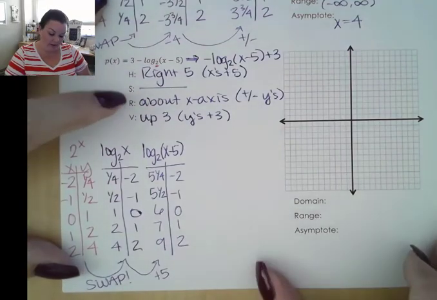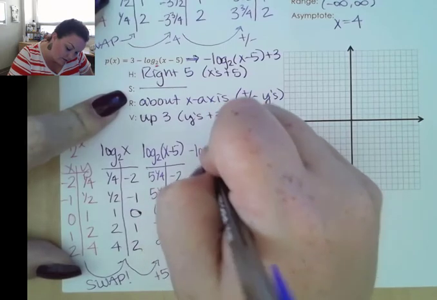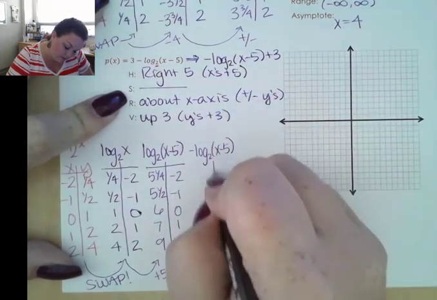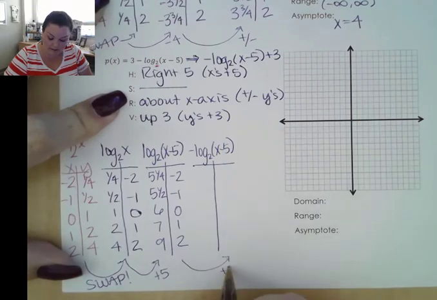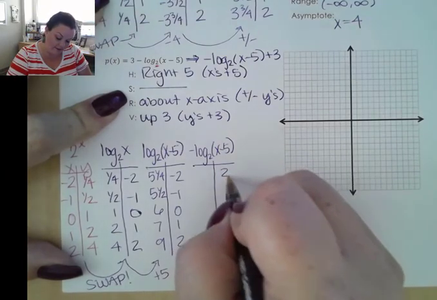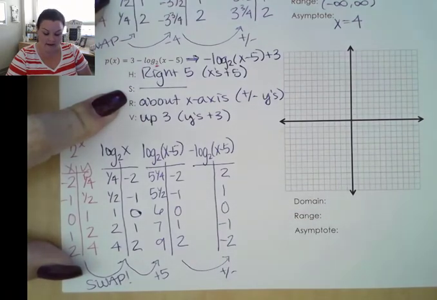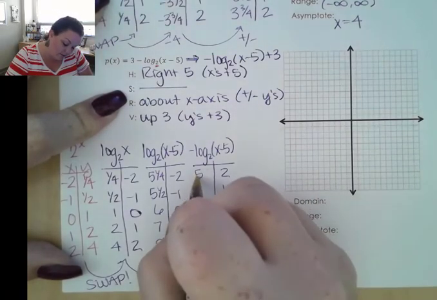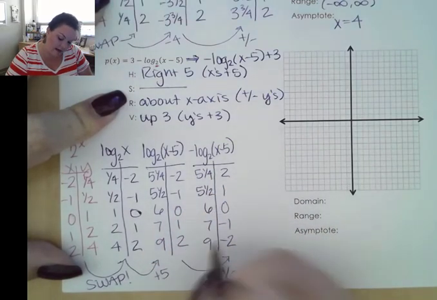Then I'm going to do my reflection. So now it looks like negative log base 2 of x minus 5. And we're going to change the signs of our y's. So now we have +2, +1, 0, -1, -2. And our x's stay the same. 5 1/4, 5 1/2, 6, 7, 9.